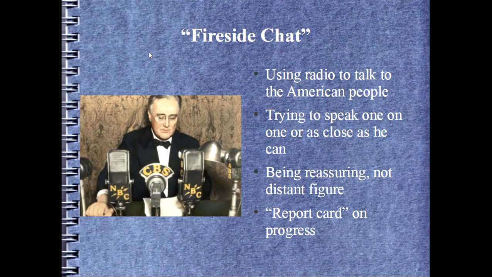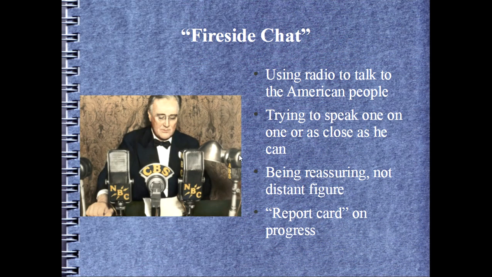He's telling you about the Agricultural Adjustment Act. He's telling you about Social Security. He's talking about all this stuff, and he's talking to you. That's what it feels like because it's radio. He's trying to make you part of the team because you are part of the team, right? United States of America. We're in this together. So he's not some distant figure out on a hill.